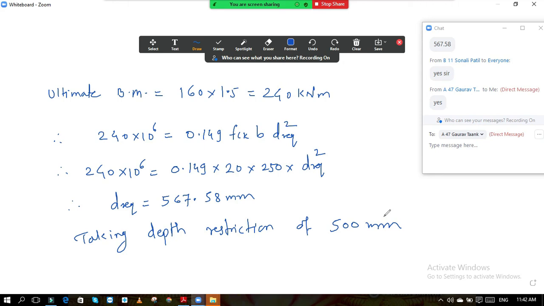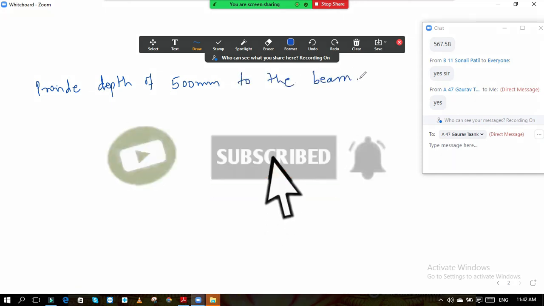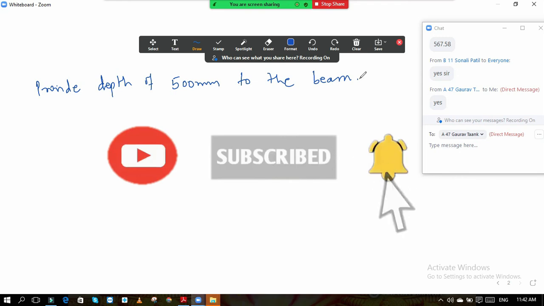Okay, so that is why just 50 mm, 60 mm, 50 to 80, 100 mm is sufficient. So taking the depth restriction of 500 mm, here I will write: provide a depth of 500 mm to the beam. Okay, now I have decided that I am going to provide the 500 mm depth.